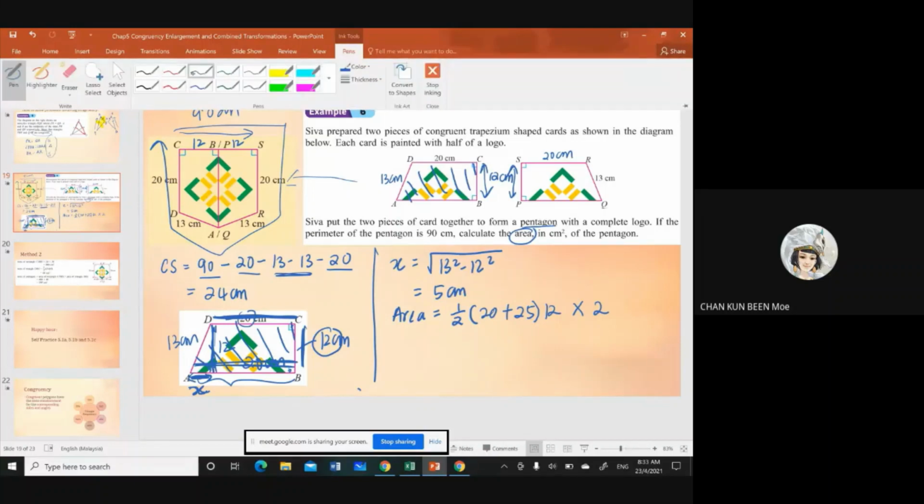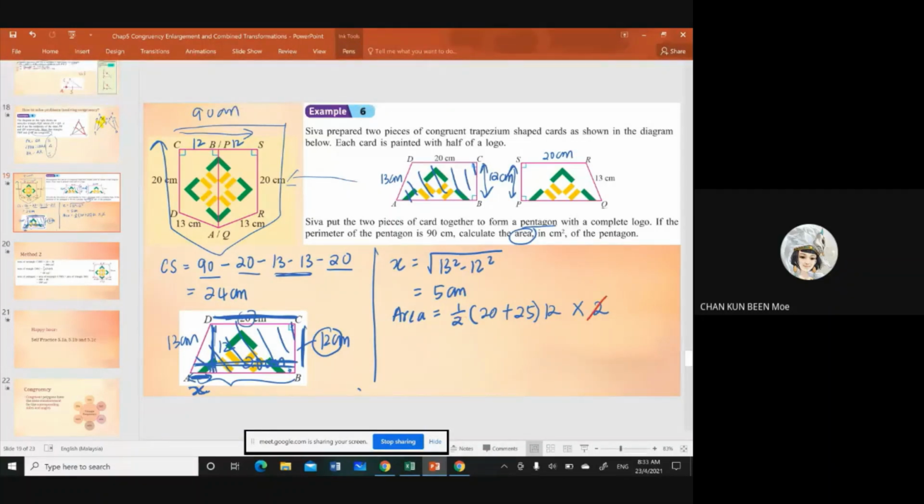After that, you just simplify it. So 2 cancels with the 2 here. 20 plus 25 is equal to 45. So 45 times 12, you get your calculator. 45 times 12, how much is it? 540. Okay, thank you. 540 centimeter squared. Do you have any question, class? No question so far.